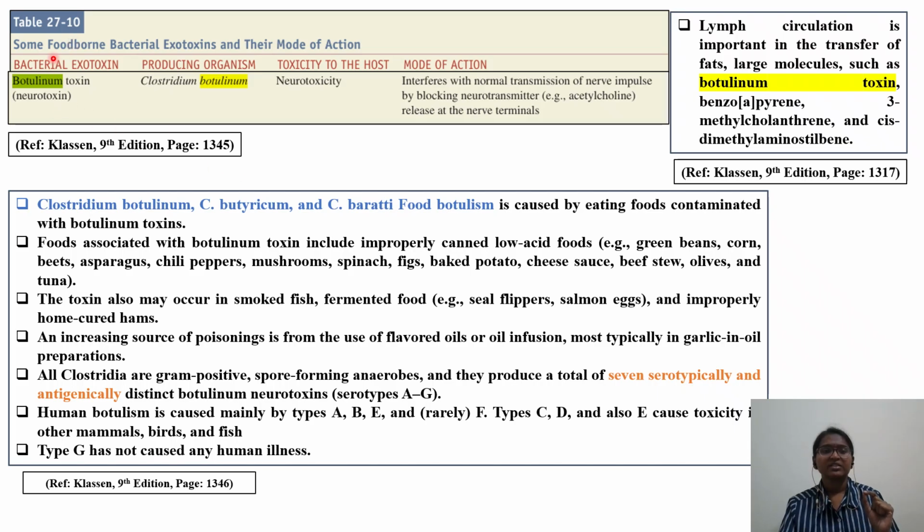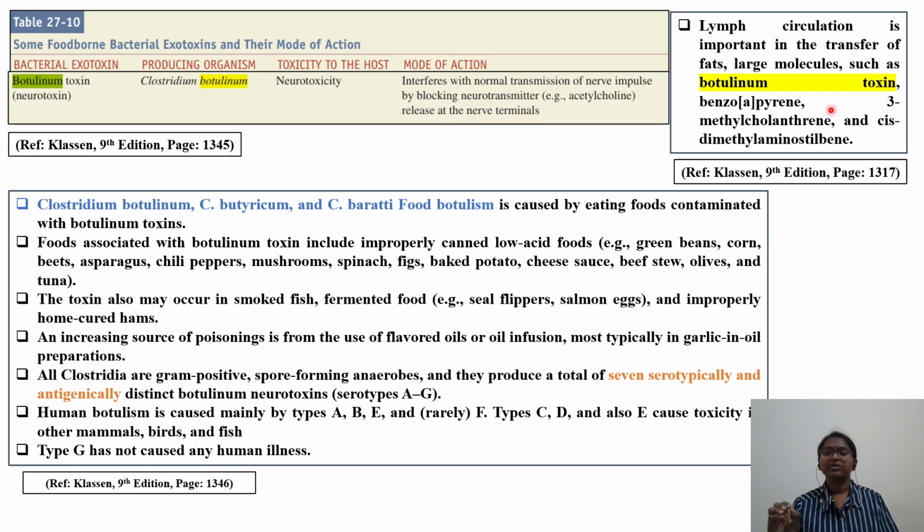Here you see some foodborne bacterial exotoxins, not endotoxins, and their mode of action. Botulinum toxin is a neurotoxin, and the producing organism is Clostridium botulinum. The toxicity in the host is neurotoxicity, and the mode of action is that it interferes with the normal transmission of nerve impulses by blocking the neurotransmitter. What is that neurotransmitter? That is acetylcholine blockage. Acetylcholine is not released into the synaptic cleft at the nerve terminals.